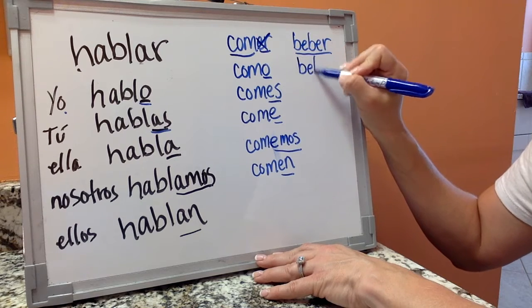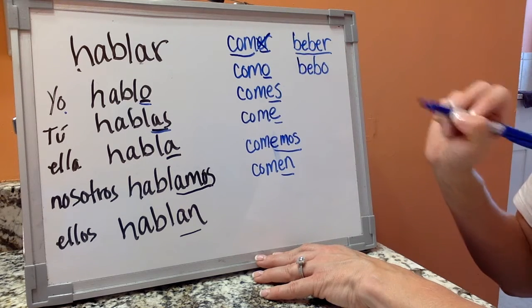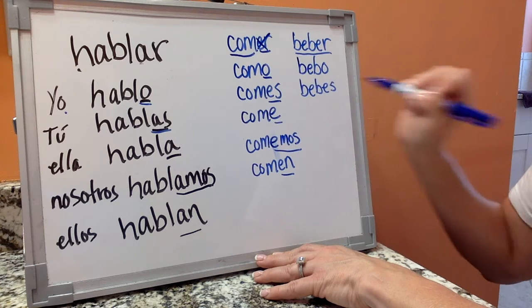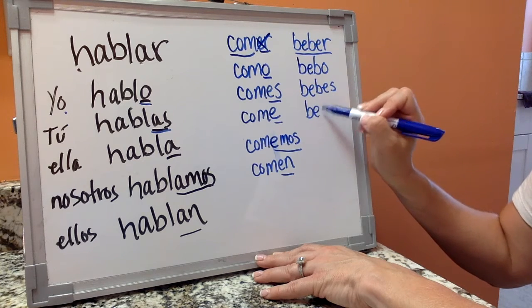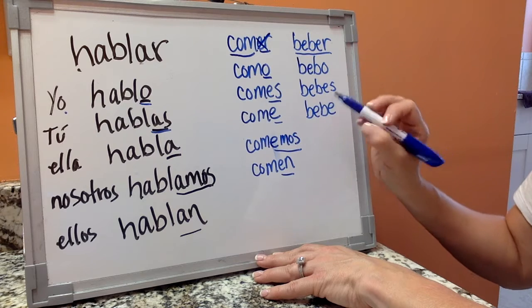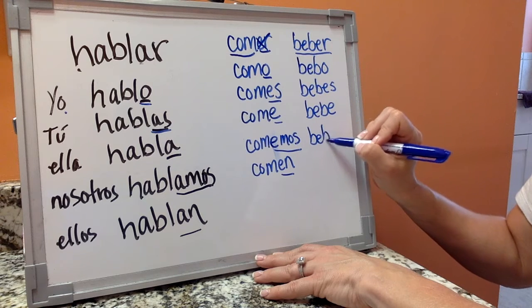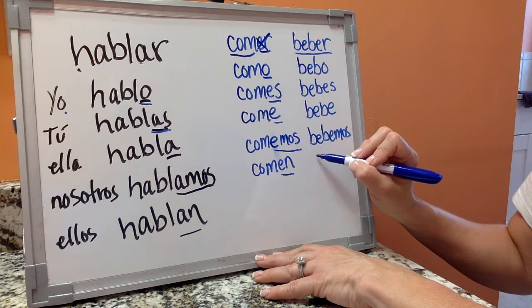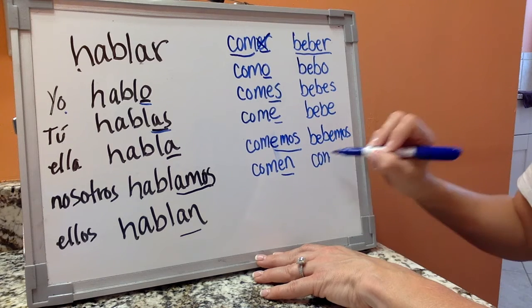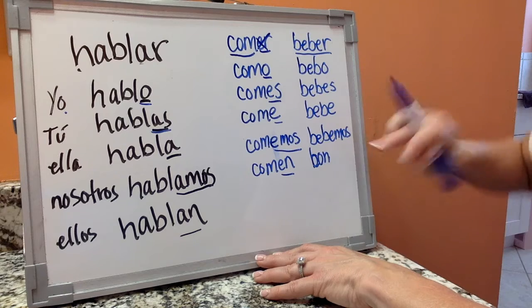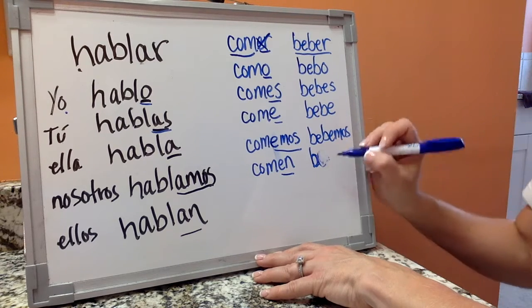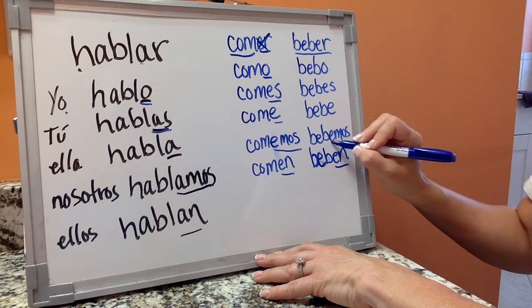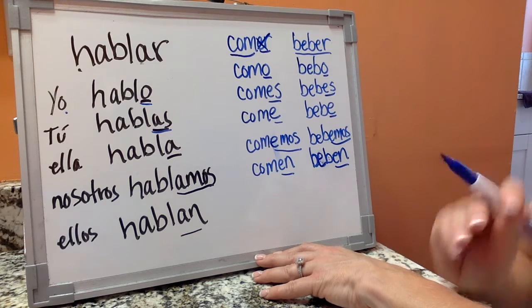Yo bebo. Tú bebes. Él, ella, usted bebe. Nosotros bebemos. And ustedes o ellos beben. Okay? Notice these endings are exactly the same.